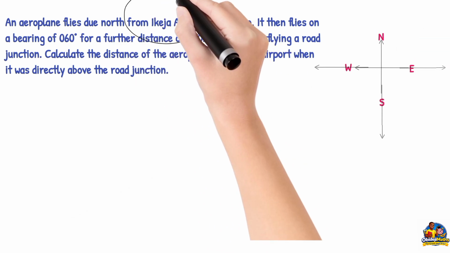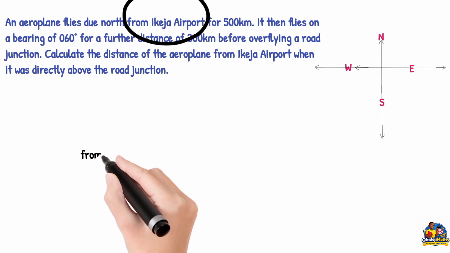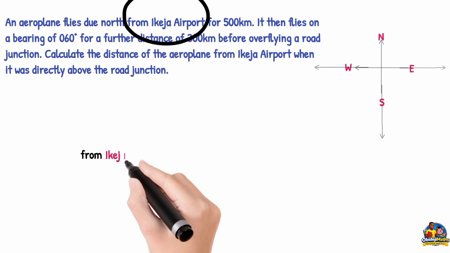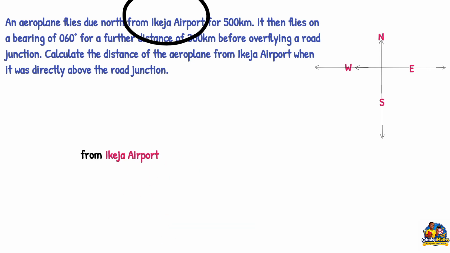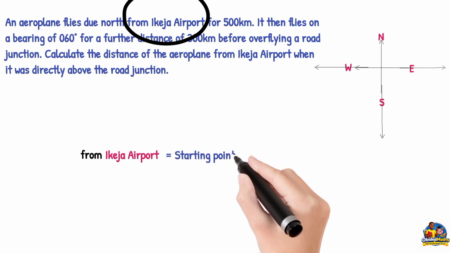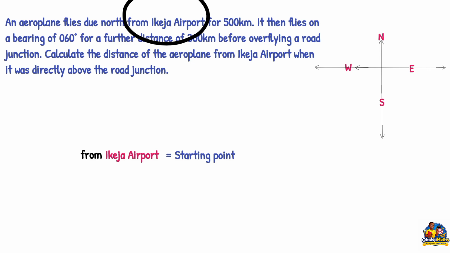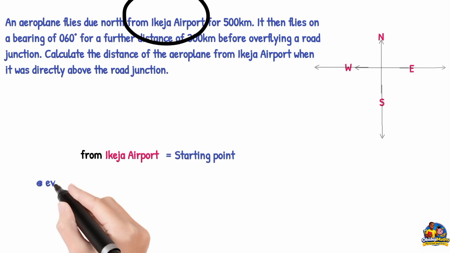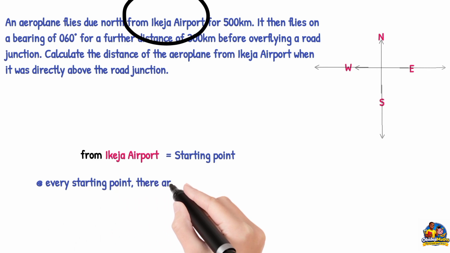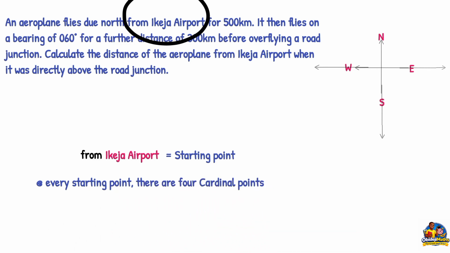Now from Ikeja Airport, that's the starting point. From means that is where your journey is starting from. So from any starting point, you are going to have 4 cardinal points, because at your starting point you are deciding where you are going to, whether towards the north, the west, the south, or the east. So there must be 4 cardinal points at every starting point.